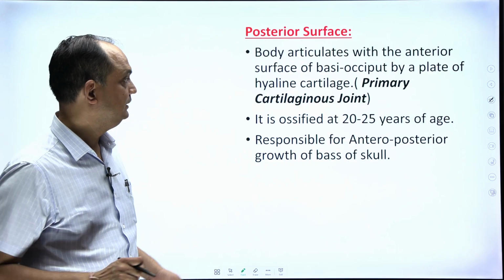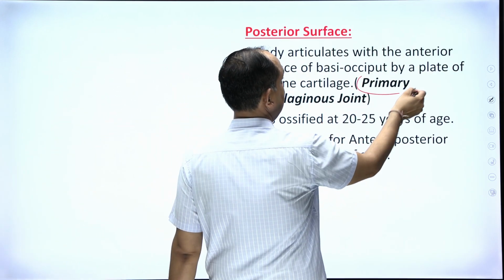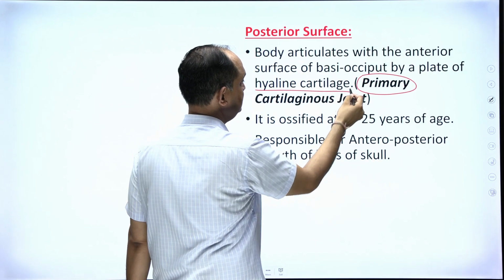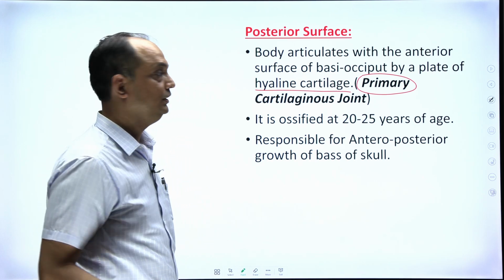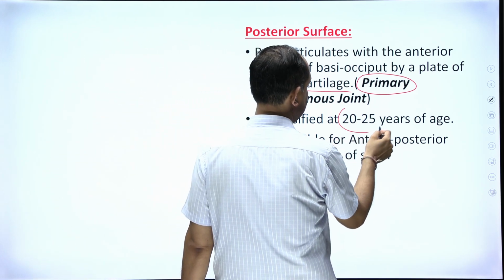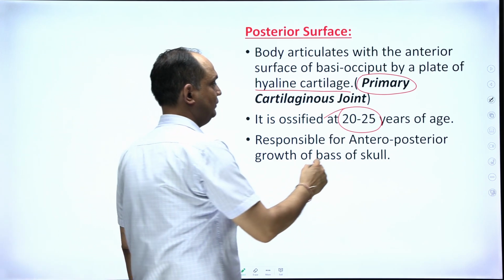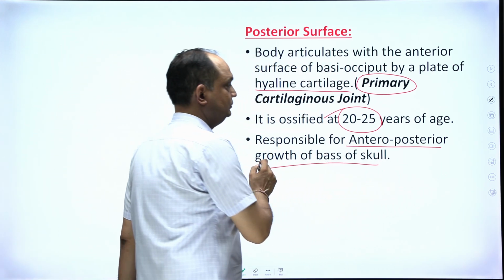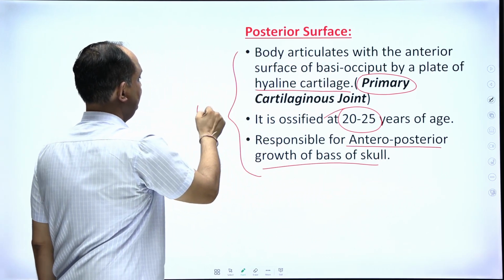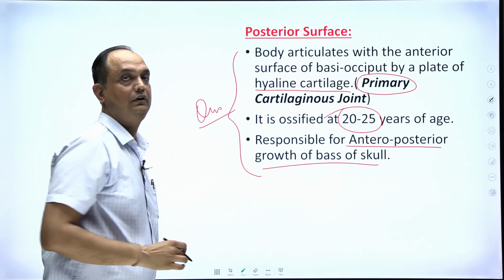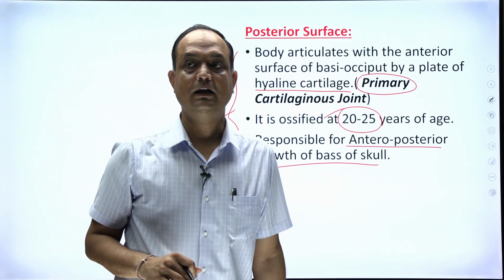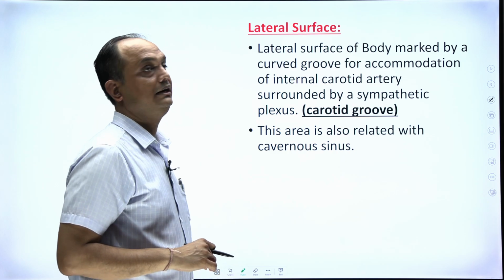Now this joint is primary cartilaginous. It has hyaline cartilage, and this joint converts into bone by the age of 20 to 25 years, and it is responsible for anteroposterior growth of the skull. So these are a few important questions for your base of skull. Now the next is your lateral surface.